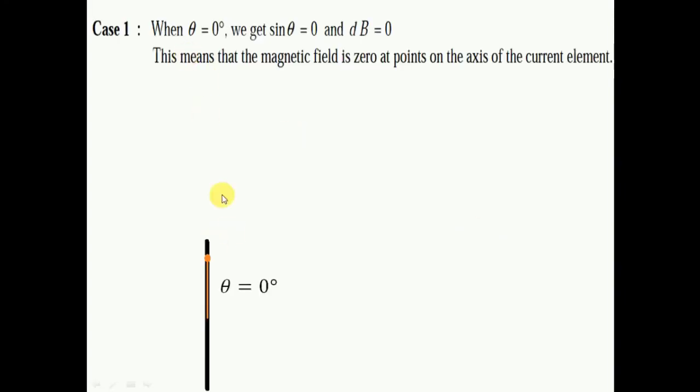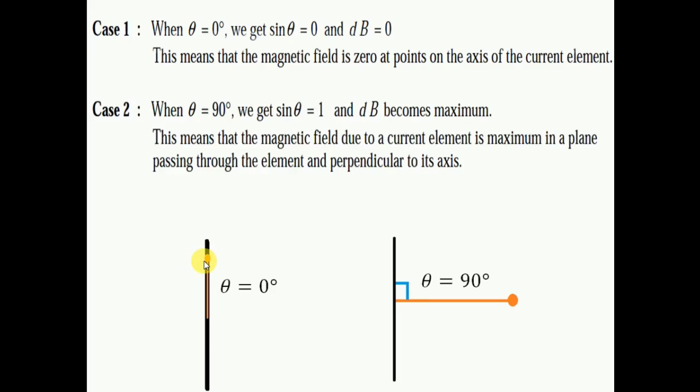Now let's see the special cases. When the angle is 0, meaning the point lies on the conductor itself, the magnetic field will be 0 because sine theta is 0. If you put theta equal to 0 in the Biot-Savart law, you get B equal to 0, so there will be no magnetic field inside the conductor. And if you take this angle to be 90 degrees, then sine theta becomes 1 and the magnetic field becomes maximum. So at this point the magnetic field due to this part of the conductor is maximum.